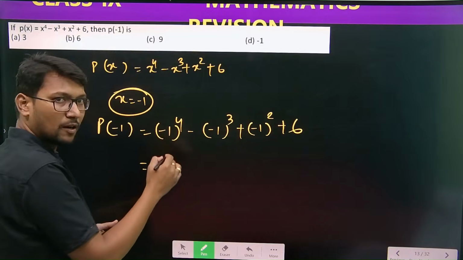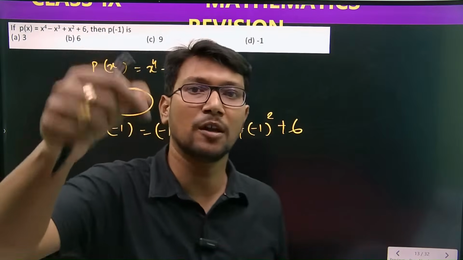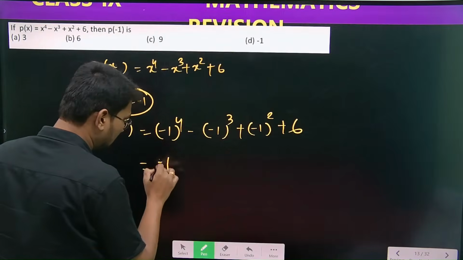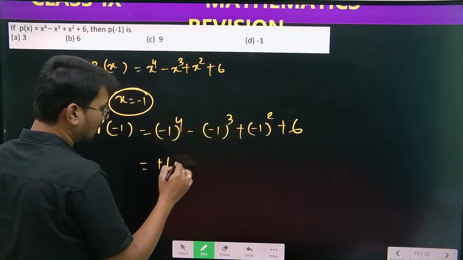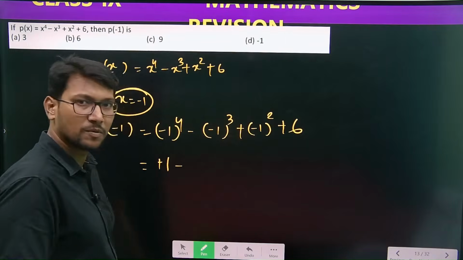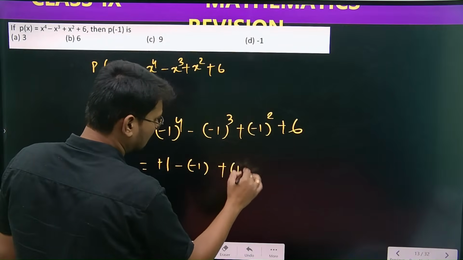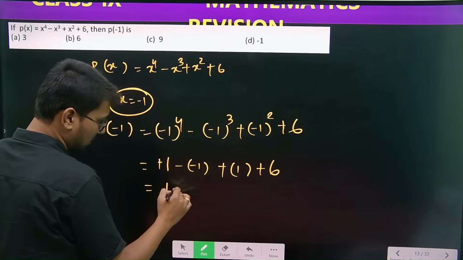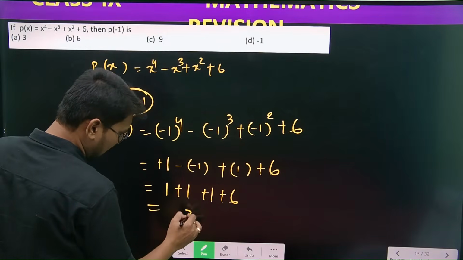Minus 1 to the power 4 क्या है? 1, you know ना? So even power of a negative value क्या है? Positive always. And 1 to the power anything, you know, except 0, that is 1. 1 to the power 0 also 1. Minus 1 to the power 3 बच्चों क्या है? Minus 1. Therefore plus 1 minus 1 plus 1 plus 6 बच्चों, 6 plus 3 is 9, the right answer.